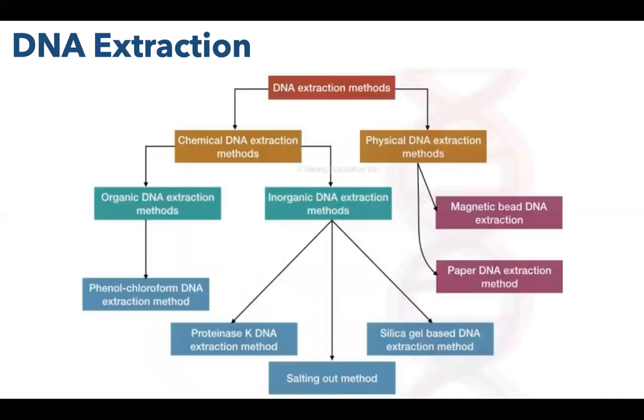Your DNA extraction methods are classified into two general types. We have chemical DNA extraction methods and physical DNA extraction methods. Under physical DNA extraction methods, we currently have two subtypes: magnetic bead DNA extraction and paper DNA extraction. Under your chemical DNA extraction methods, we have organic and inorganic methods. And the oldest and classical method used to extract DNA is your phenol-chloroform DNA extraction method. Under the inorganic DNA extraction methods, we have the proteinase K DNA extraction method, salting out method, and silica gel-based DNA extraction method. I will discuss a few of these methods.